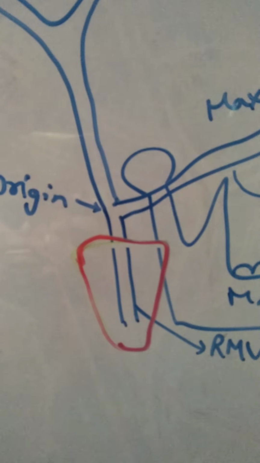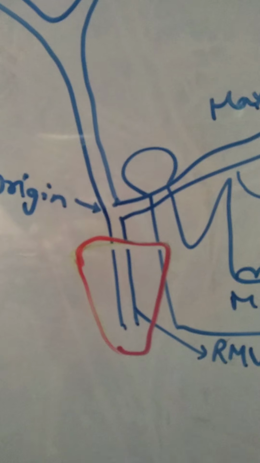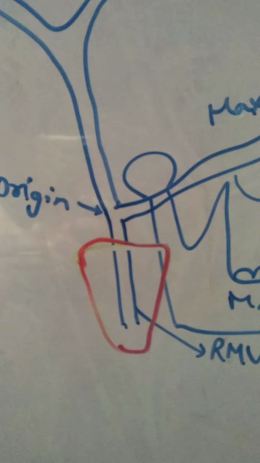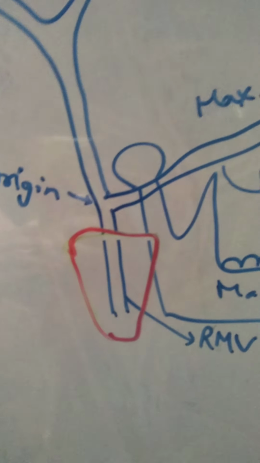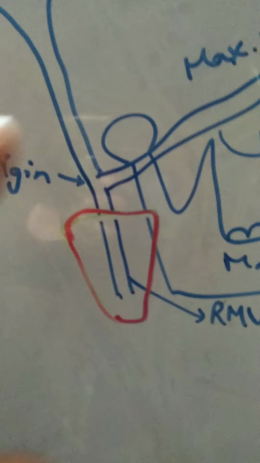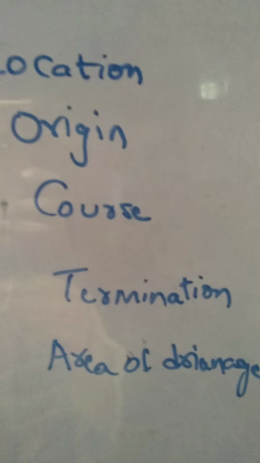It's very simple. The course of this retromandibular vein is vertically downwards, running from the base of the parotid gland towards the apex of the parotid gland, lying deep to the external carotid artery within the substance of parotid gland. So it descends vertically downwards from the base towards the apex within the parotid gland, lying deep to the external carotid artery. That is about the course.